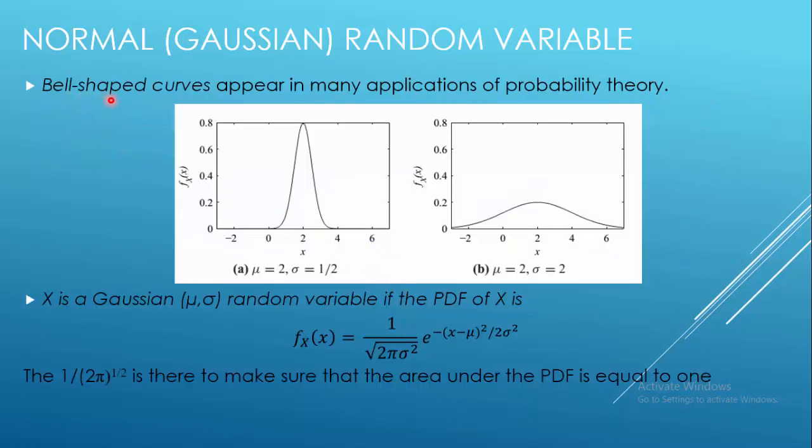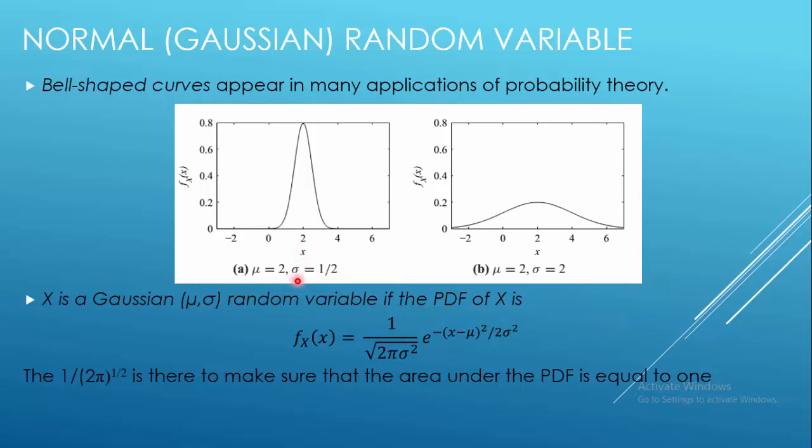The bell shaped curve appears in many applications of probability theory. We'll see where this bell curve shape, or normal Gaussian random variable, can be applied later on. This curve over here has got a significant meaning as well. So this normal distribution has got values mu equal to 2 and sigma equal to 1/2. Mu is the mean or average, and sigma is the standard deviation.